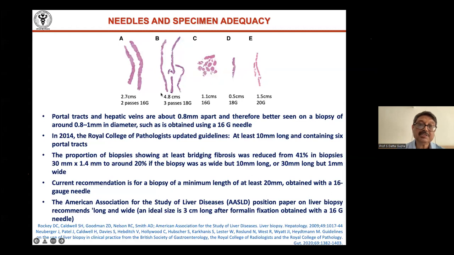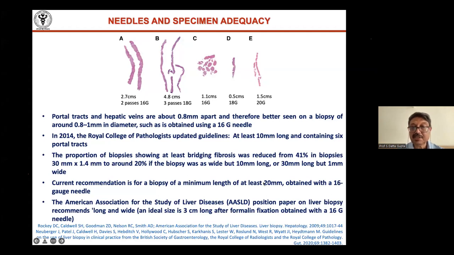And the number of passes: if you take a biopsy and it's say 1 centimeter, then you can have another pass. If it is 2 or 3 centimeters, you need not do, the tissue will be sufficient. A maximum of 3 passes, because beyond that, generally the risk of complication increases. For example, if you have an inadequate biopsy like this or this, the findings are difficult to interpret.